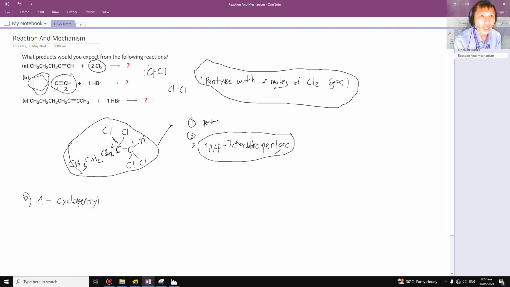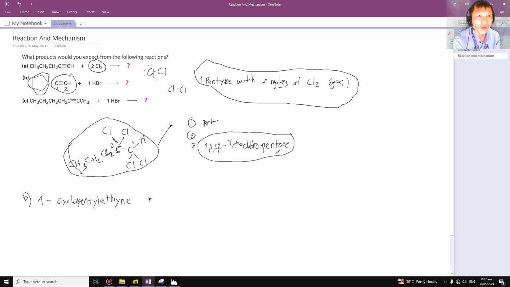Okay? So 1-cyclopentylethyne. Of course, this is your parent chain, ethyne. 1-cyclopentylethyne reacting with your hydrobromic acid, or I'll just spell out HBr. Actually, this is an acid halide. So if you're not familiar with it, maybe I'll just write HBr reacting.